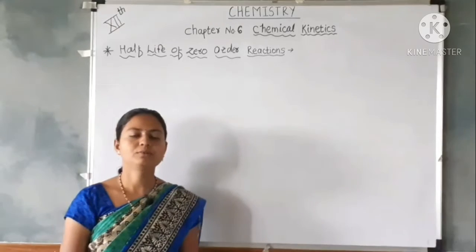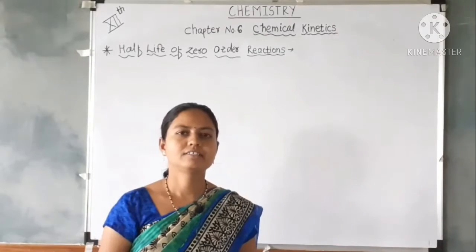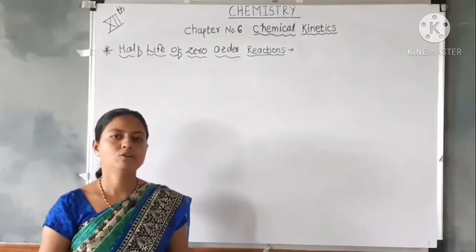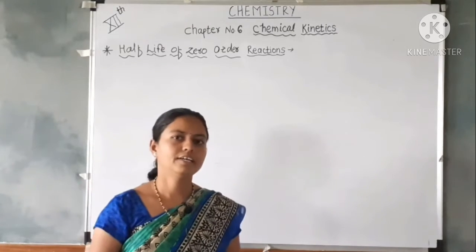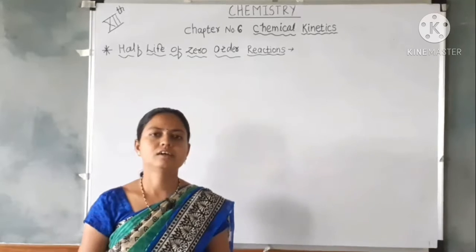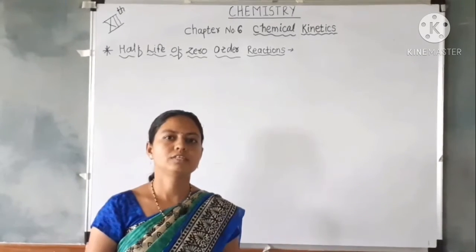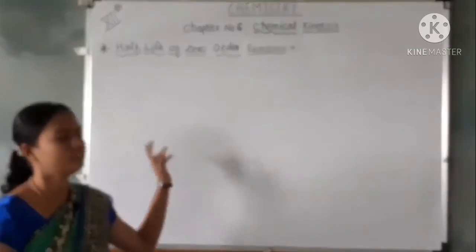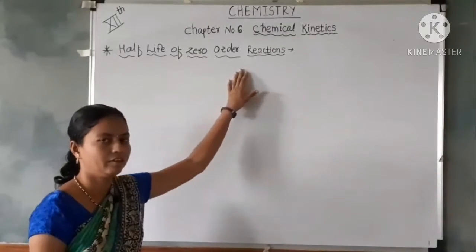Dear students, welcome to the next lecture of chapter number 6, Chemical Kinetics. In the last lecture, we saw the integrated rate law for zero order reaction. The integrated rate law for zero order reaction is k equals [A]0 minus [A]t upon t. In this lecture, we have to see the half-life of zero order reactions.